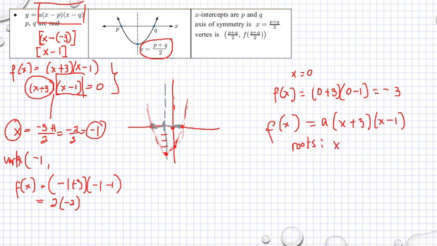x sub 1 is equal to negative 3, and x sub 2 is equal to 1. Those are my roots, and it doesn't change. And the axis of symmetry doesn't change either, which is x is equal to p plus q divided by 2. Okay?